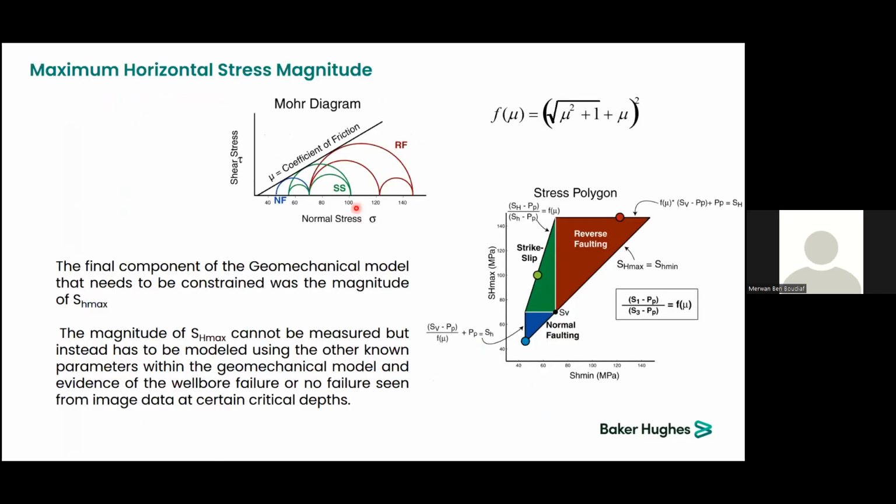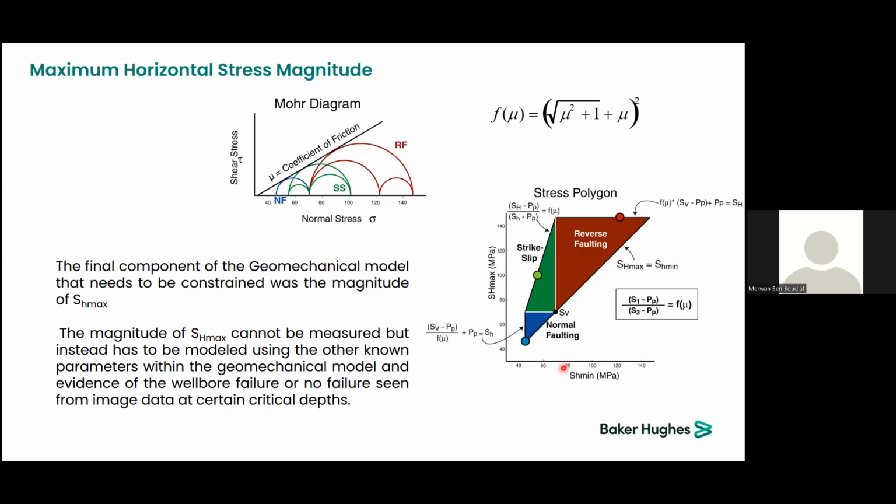So for the magnitude, we are using stability equations from the Mohr-Coulomb criteria, and using those equations, we can construct what we call a stress polygon. Every limit of this polygon is related to one of the equations here, and this one is limited by the SH max to SH min ratios.